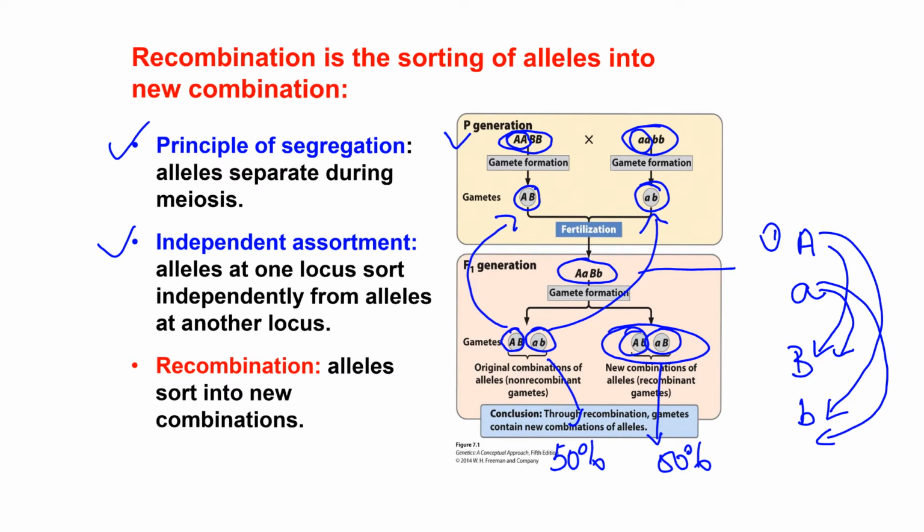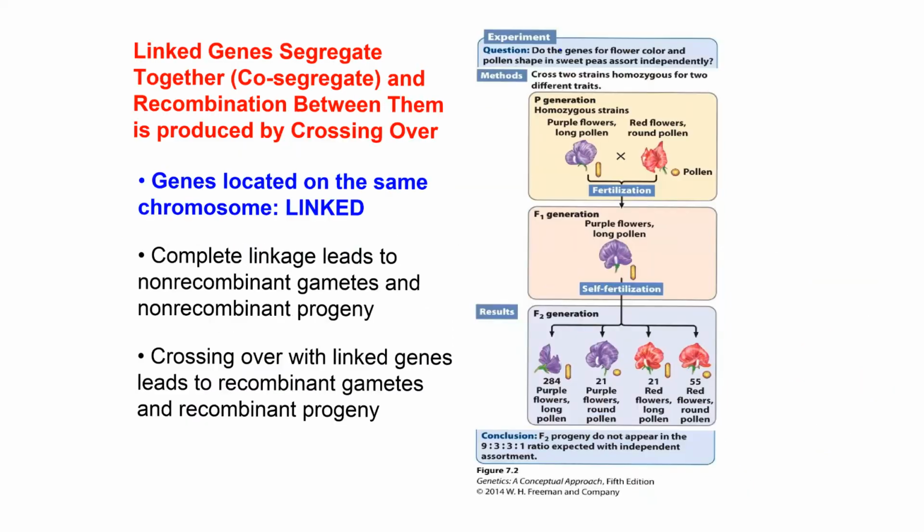However, before we go to linked genes, I would like to point out that these are gametes of one parent. If you cross two double heterozygotes, you know that afterwards in the F2 generation, your ratio will be 9 to 3 to 3 to 1. So let's now talk about linked genes.